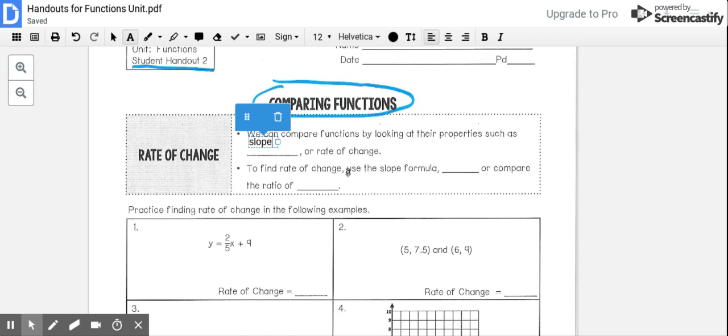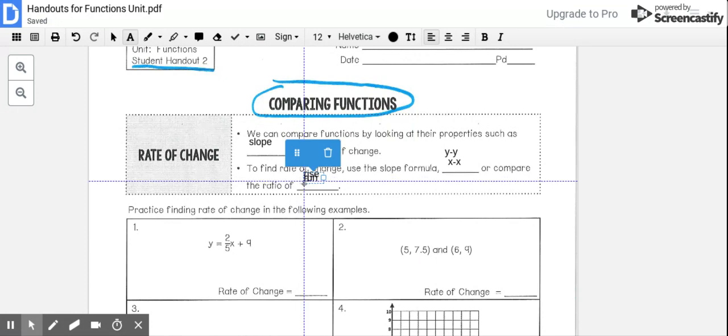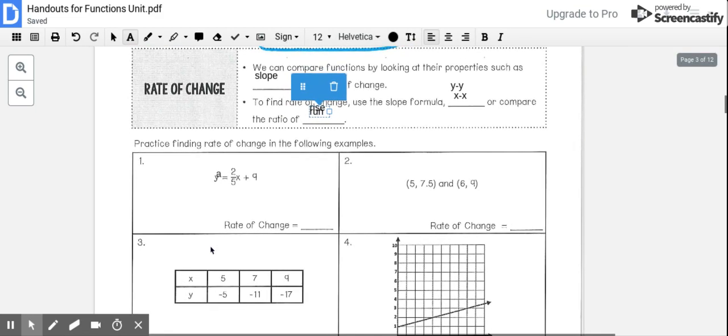So to find the rate of change, we use the slope formula, which we know is y minus y over x minus x. I told you guys that we'd still see this. And you can just draw your line here for the fraction bar. Or you compare the ratio of rise over run. And you, again, can draw that line, rise over run. Okay, so we're going to practice finding the rate of change on these examples.